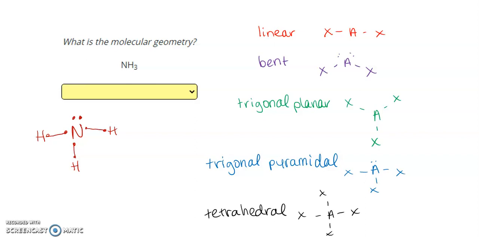Looking at the shape of NH3, what I see is 3 atoms bonded to the central atom and an unshared pair. That unshared pair pushes these guys down into kind of a pyramid shape. So that makes NH3 trigonal pyramidal.